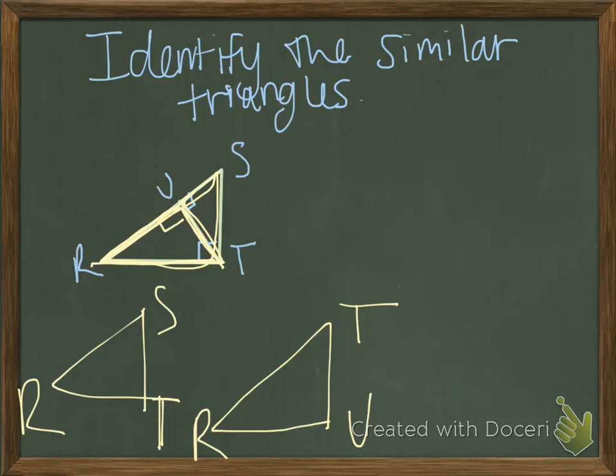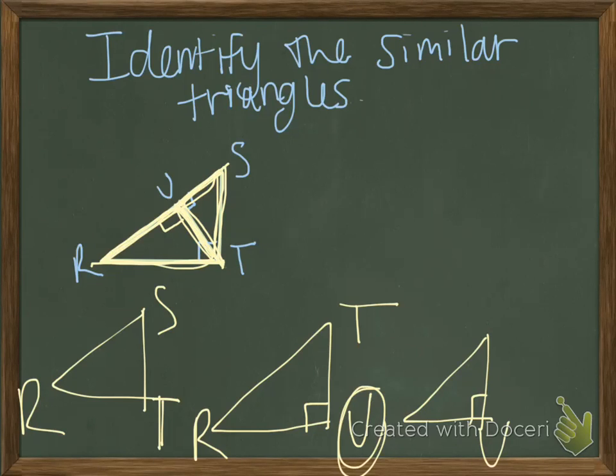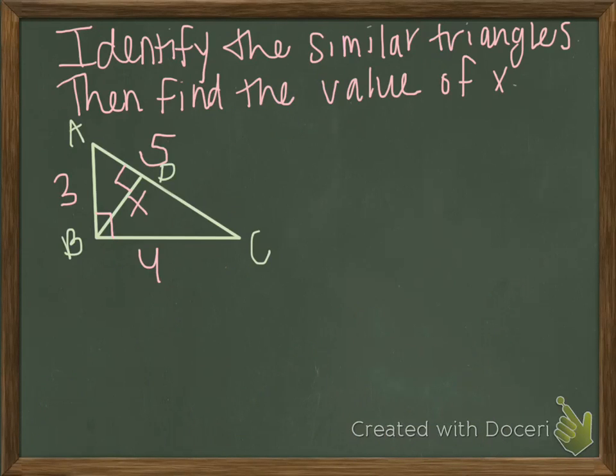Now we're going to look at our smaller triangle. And its right angle is always going to be the same as the medium-sized triangle. So this will be U. And then just looking at our outline, we can see that it goes up to S and over to T. Now we're just going to use that strategy, trying to find the value of X.